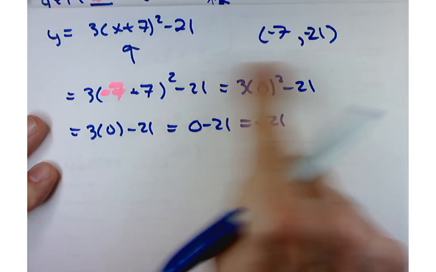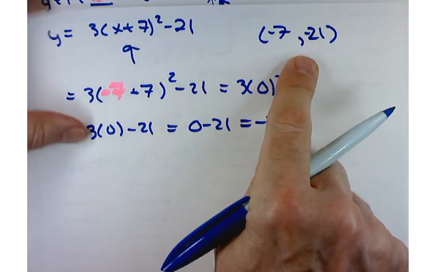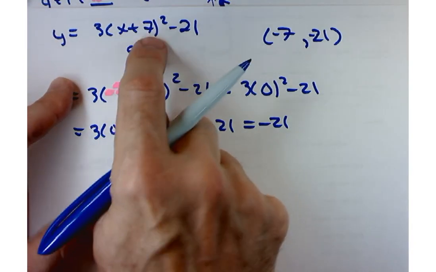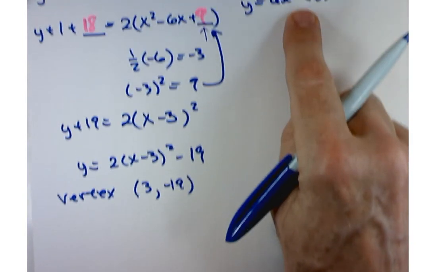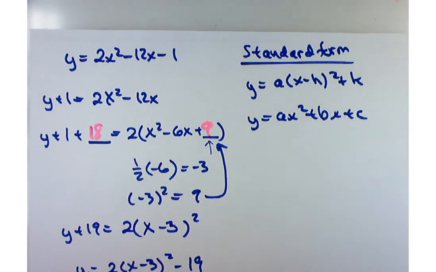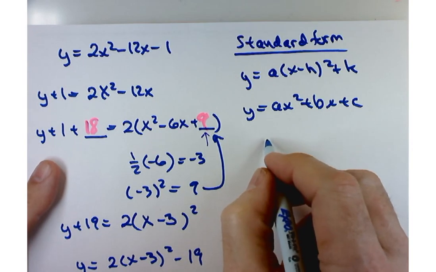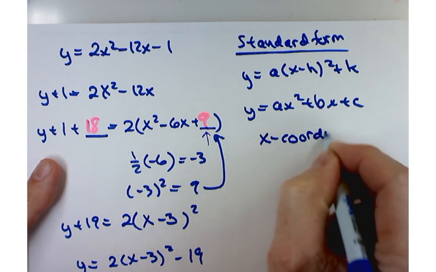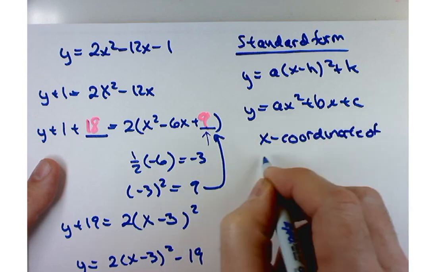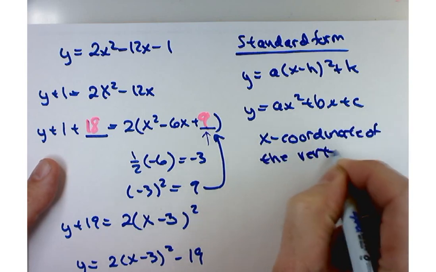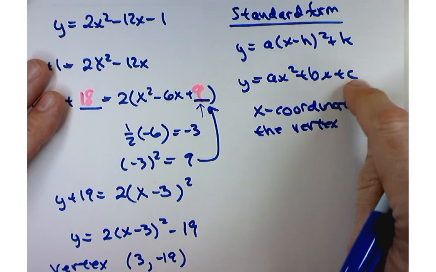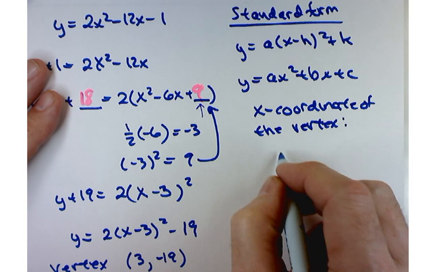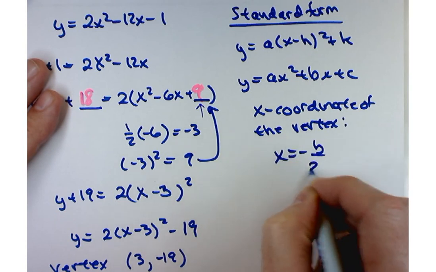So it's nice if you can just kind of read it off like that. But that's only going to happen when you have it in this form. What if it's given to you in this form and you still want the vertex? Well, there's a formula that you can use that Julia was talking about earlier, and that is you can do this. The x-coordinate of the vertex, assuming that your parabola is in this form, is given by x equals -b over 2a.